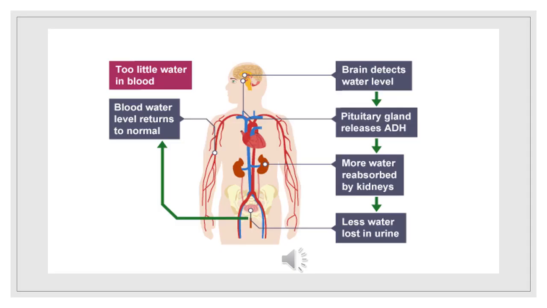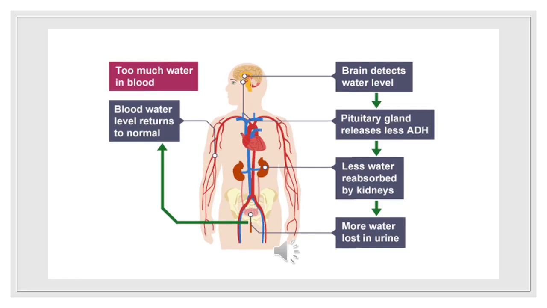Dear students, the diagram shows when there is a shortage of water in body fluids. The brain detects water level. Pituitary glands release hormone called ADH, antidiuretic hormone. Kidneys filter less water, and the rate of reabsorption of water is increased. Less filtration and more reabsorption produce a small amount of urine, so blood water levels return to normal.